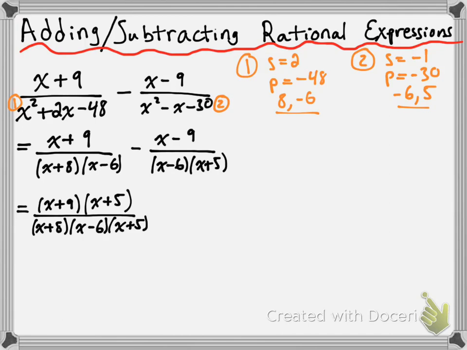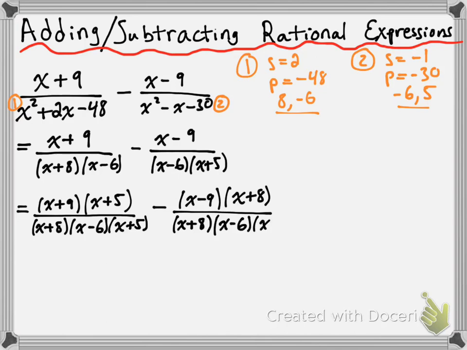The second rational expression over here was missing a factor of x plus 8 on the bottom. So we're going to multiply the top and the bottom by x plus 8. We're going to have minus, and then x minus 9 times x plus 8, which is the one we're missing, over x plus 8 times x minus 6 times x plus 5 on the bottom. Okay, so take a look.